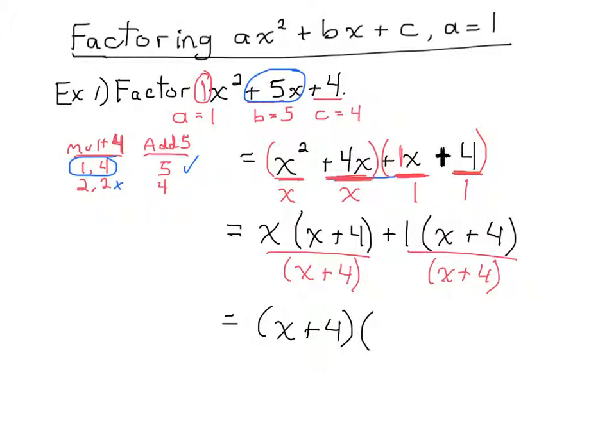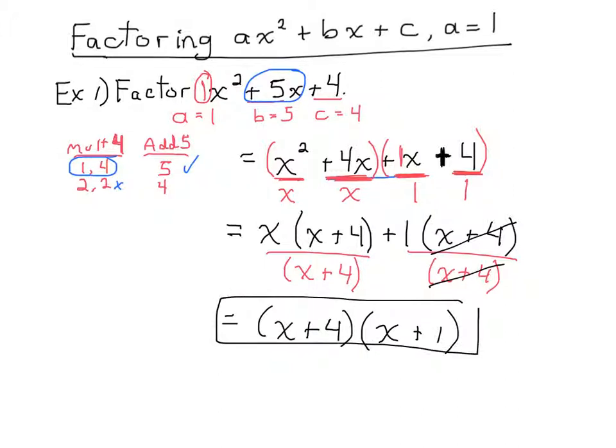So when you have x times (x plus 4) divided by (x plus 4), the x plus 4's cancel out to 1, and any number divided by itself equals 1, and the only thing left over is x. So we write x, and similarly in the other term, the x plus 4's would just equal 1, so we're left with plus 1. And the factored form is (x plus 4) times (x plus 1).